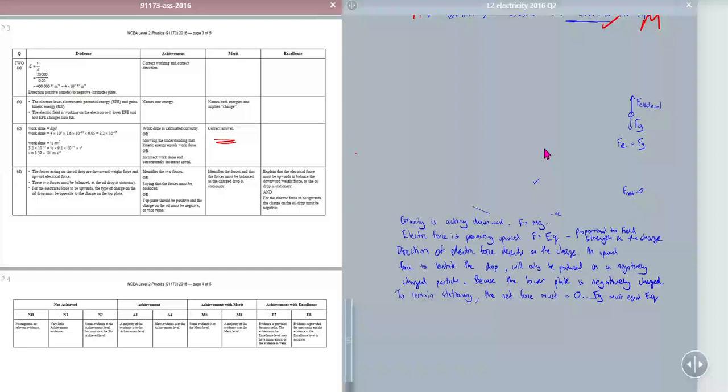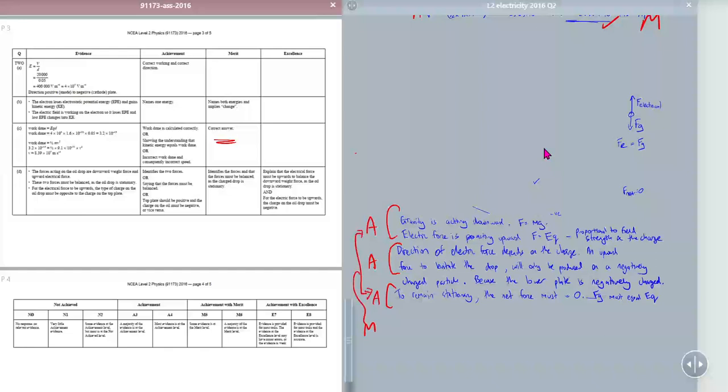Identifies the two forces, so achieved points. Identify the two forces. So these two here give you an A. Saying the forces must be balanced was also an A. And top plate should be positive and the charge on the oil must be negative, or vice versa, is an A. For merit, you need identifies the forces and that they must be balanced. So these two here would give you an M.